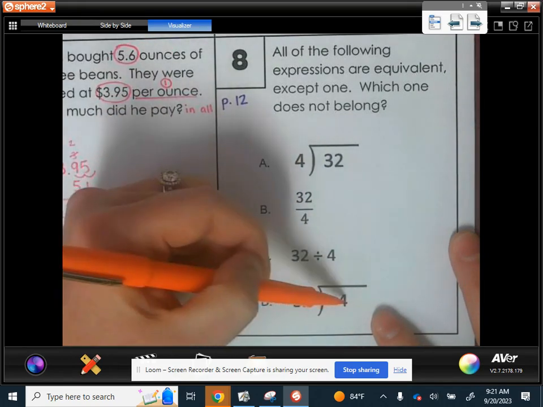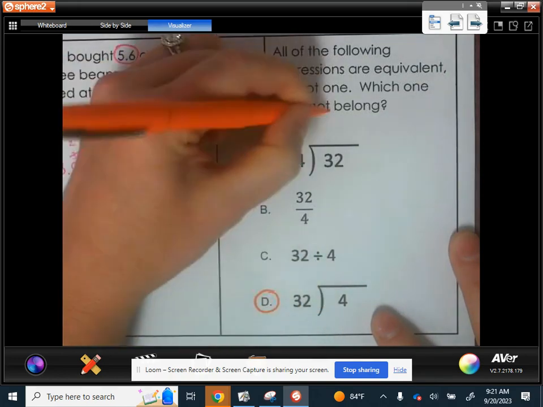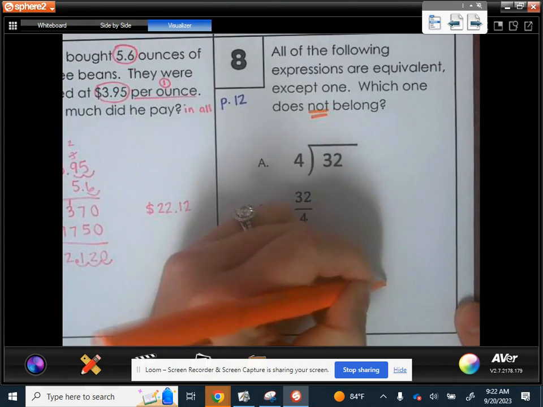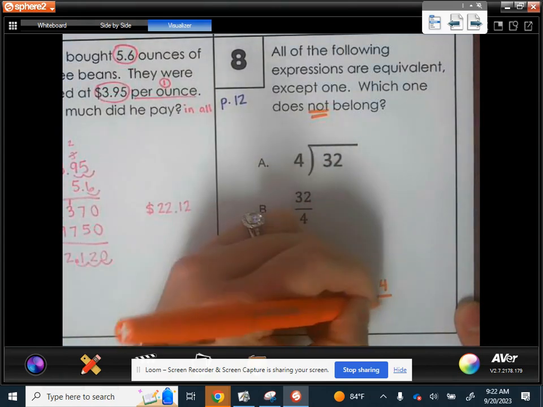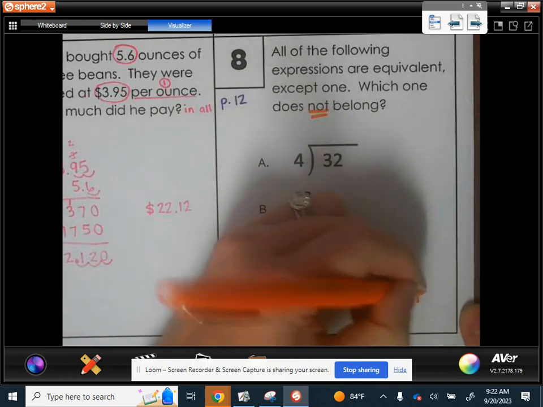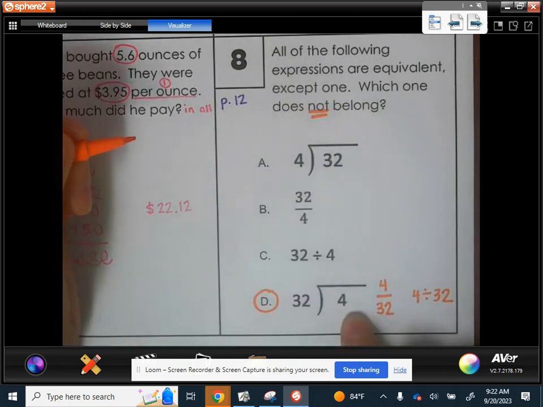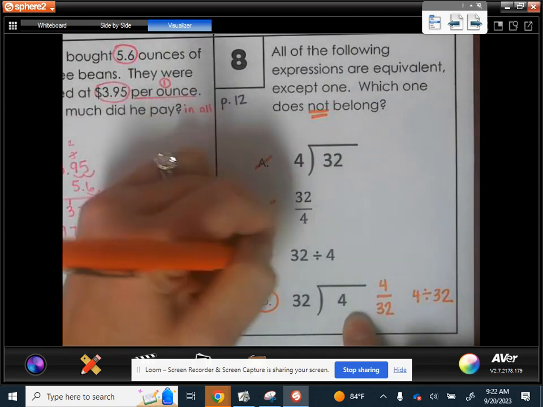This one says 4 divided by 32. So that is the answer that does not belong. If we wanted to write that in the other representations, we would write that or that. Those two would match that one. But all of these match each other.